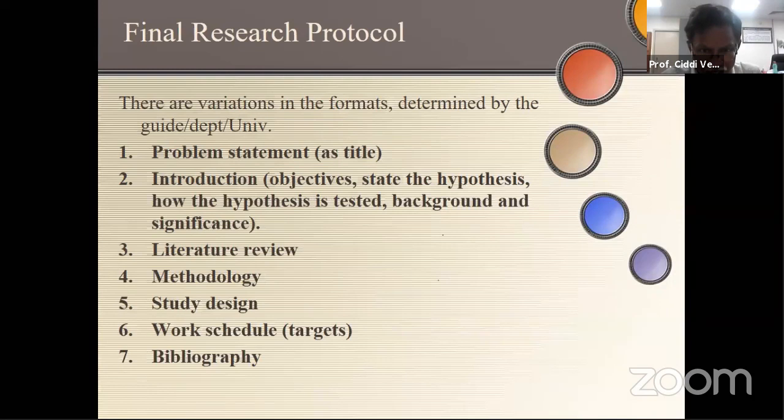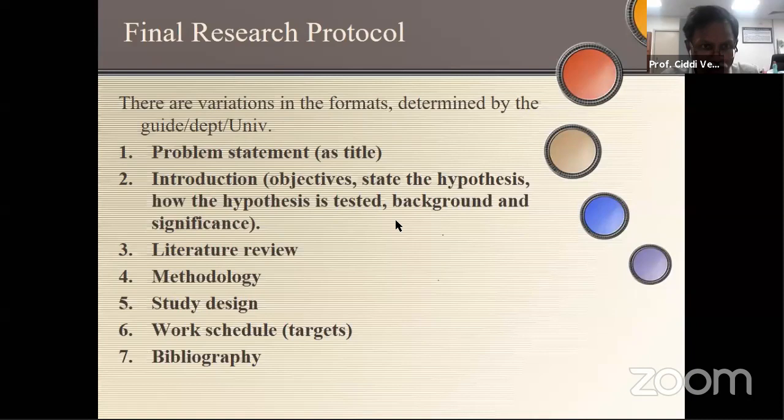Now, the final research protocol will look like this. The problem statement, which is nothing but a title. In the introduction, you write objectives, hypothesis, how you are going to test the hypothesis, and the background and significance. Then you go for the literature review, methodology, study design, work schedule, and bibliography. So this is how a final research protocol will look.